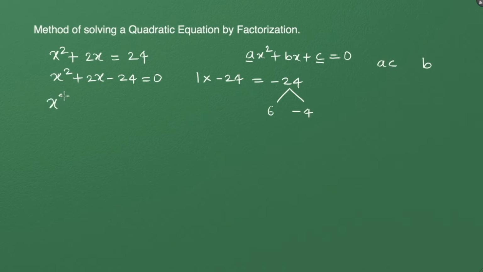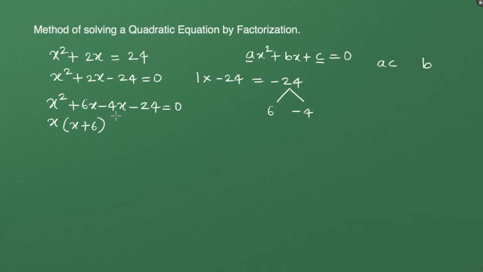Now let's write that. We have to express the middle term as an addition of two terms. So these two terms are nothing but 6x and minus 4x. Now get the common factor from the first two terms. So you have x common, x plus 6 inside the bracket.